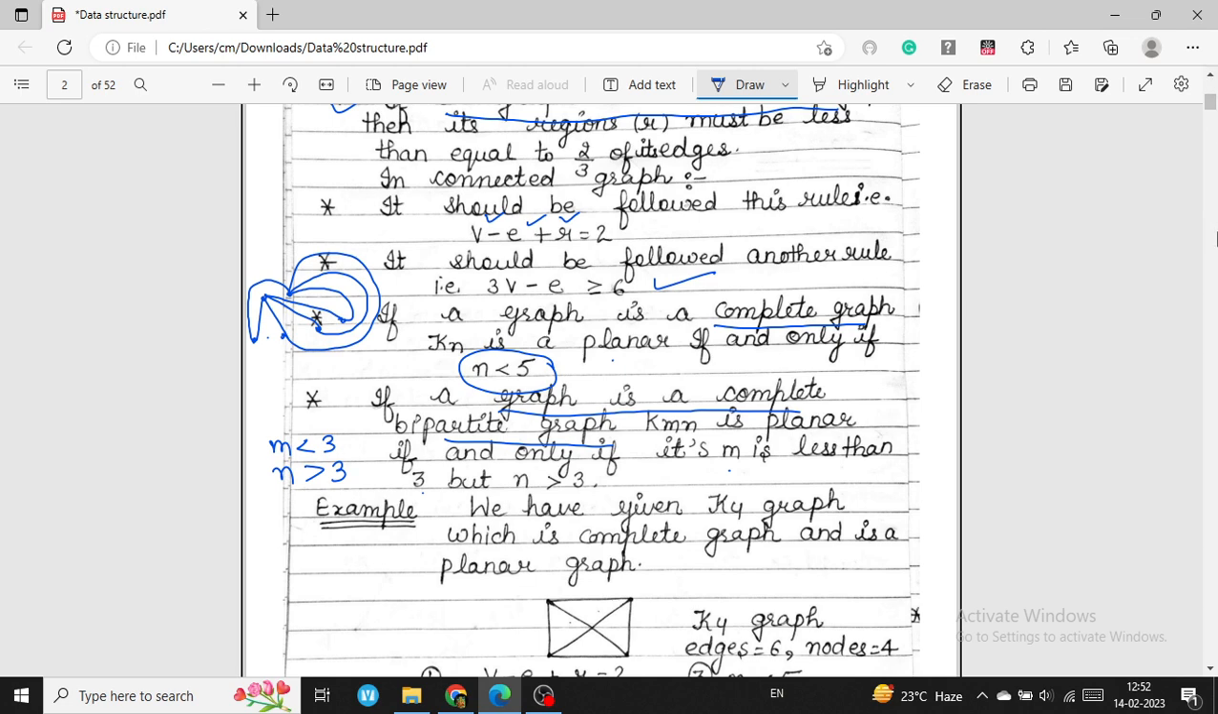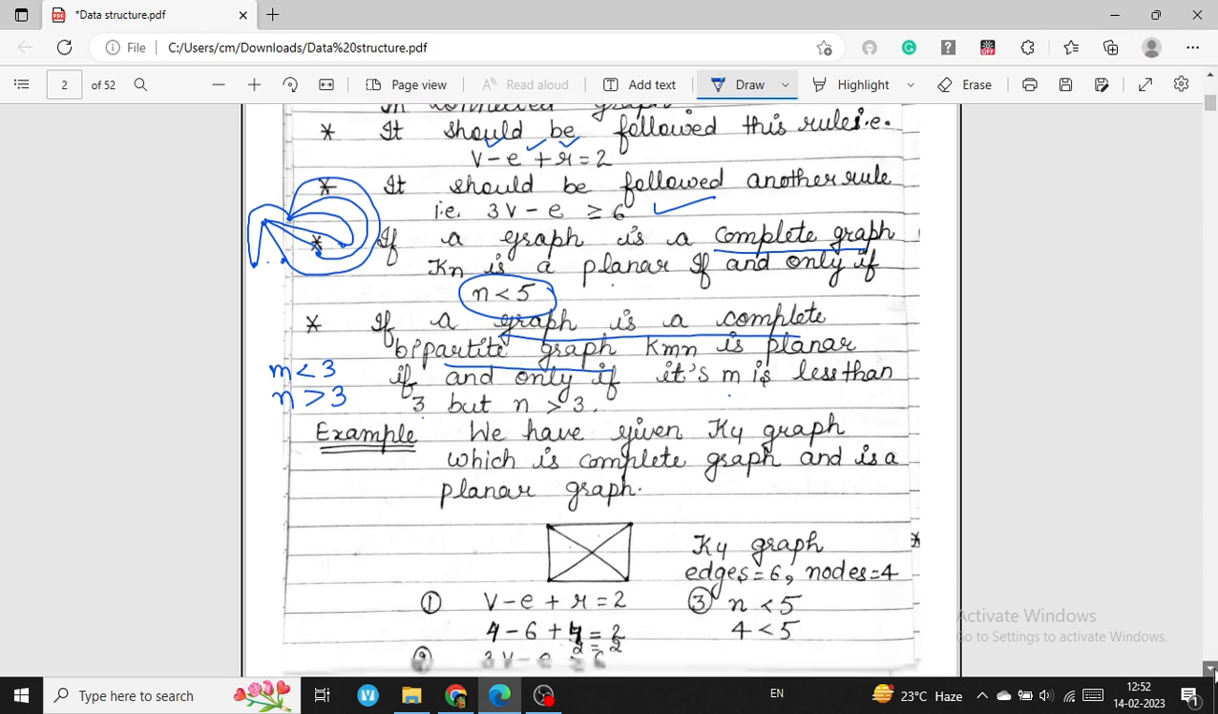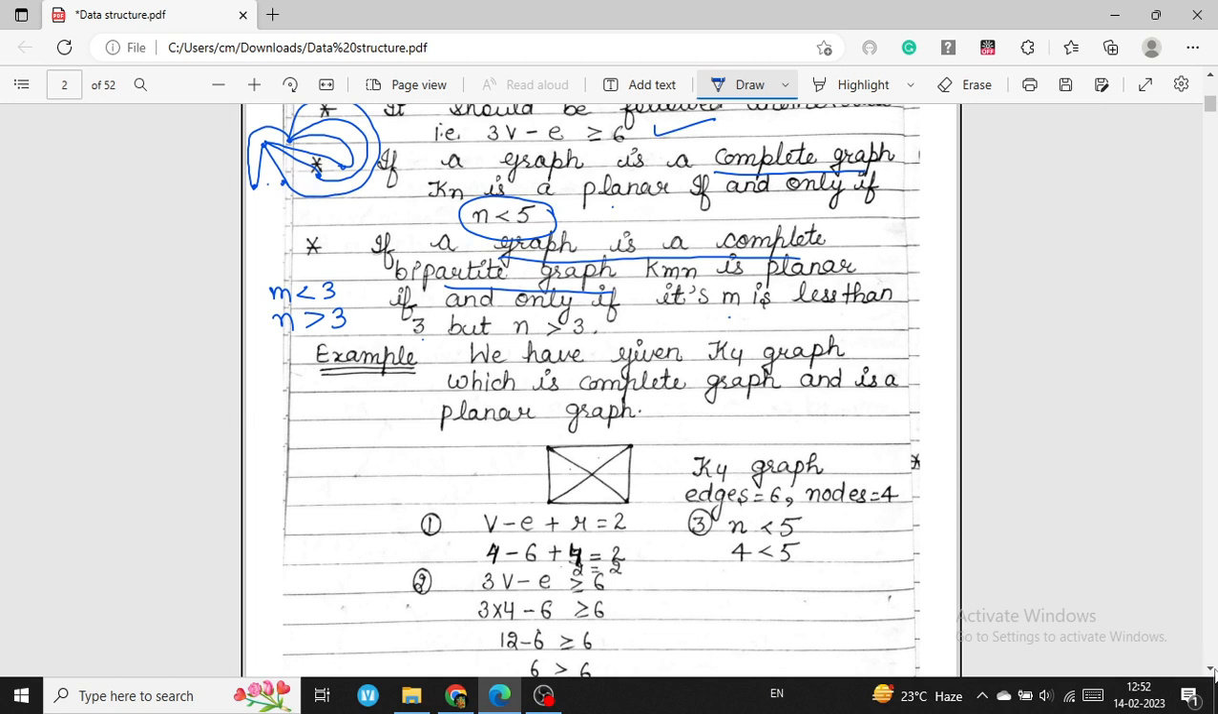Now the next example is given. We have the K4 graph, which is a complete graph and a planar graph. Why do we call it the K4 graph? K is the abbreviation for a complete graph; you can take any name. And why do we say K4? Because it has 4 nodes. That's why we say it is a K4 graph.